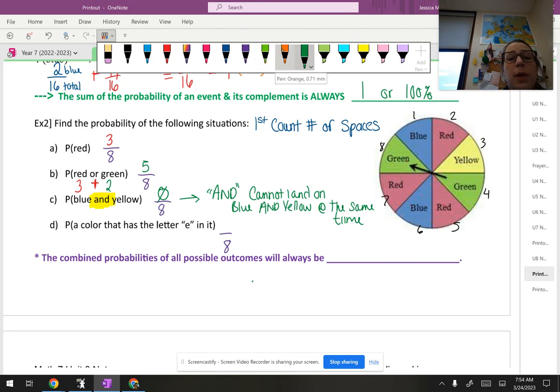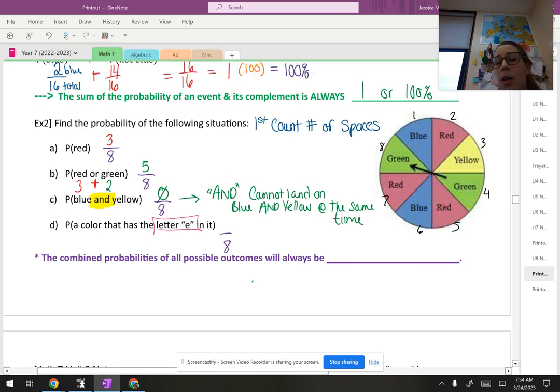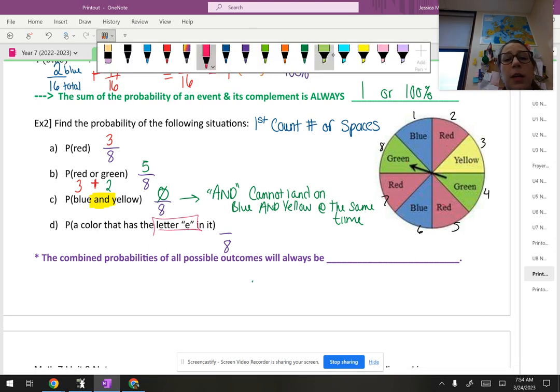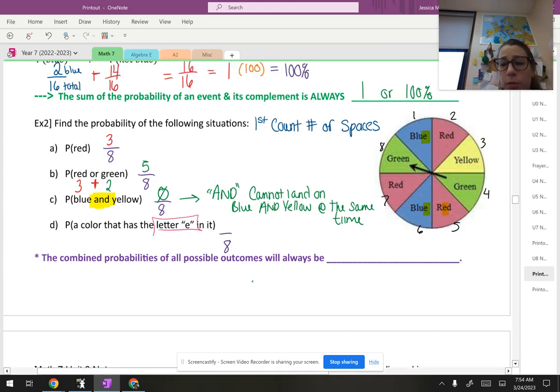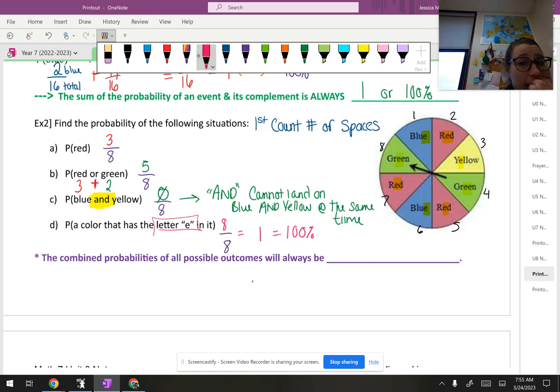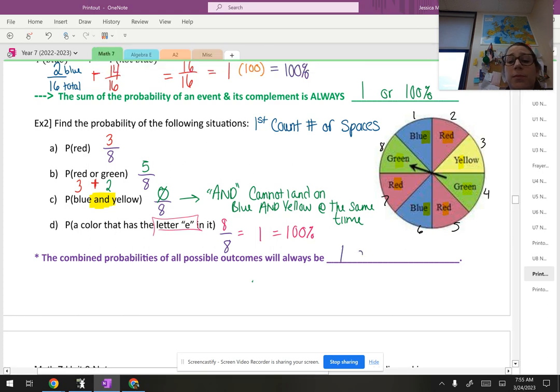Okay, and last but not least, part D here, the probability of spinning the spinner and getting a color that has the letter E in it. Well, the letter E in it, we can be really extra fancy here. Blue, blue, red, green, yellow, red, green, red. There we go. All of them. So that would be 8 out of 8, which again would be 1 or 100%. Meaning that that's guaranteed to happen. That when I spin that spinner, I'm guaranteed to land on a color that has the letter E in it.